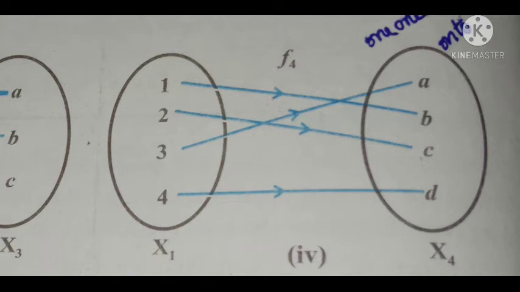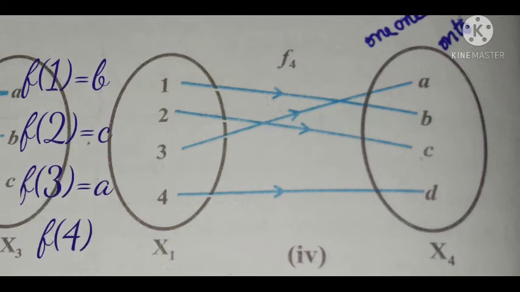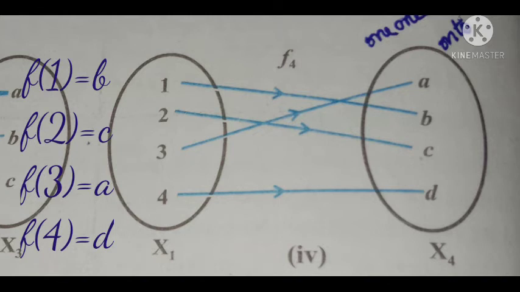We can see that image of 1 is equal to B, image of 2 is equal to C, image of 3 is equal to A, image of 4 equal to D. Image of 1 is denoted by f of 1. That is f of 1 equal to B. Image of 2 is C. It is denoted by f of 2 is equal to C. Image of 3, that is f of 3 is equal to A. And image of 4, that is f of 4 equal to D.